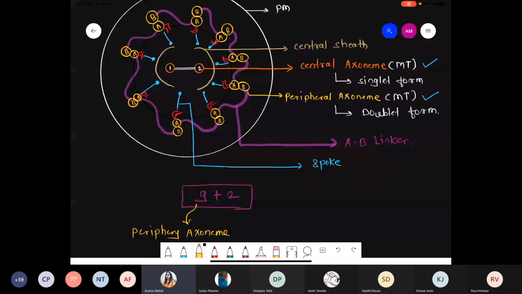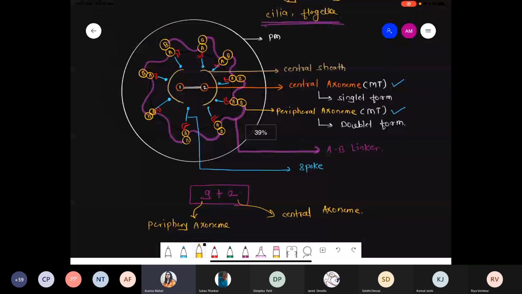and 2 are present at the center in a singlet form. That's why it is called the central axoneme. Okay, that's it. So this is the entire structure with respect to the 9+2 arrangement.